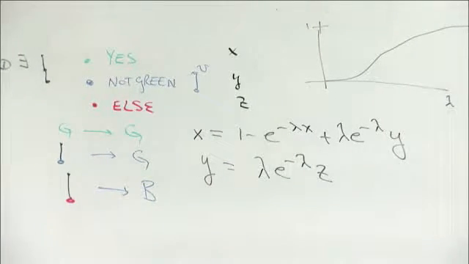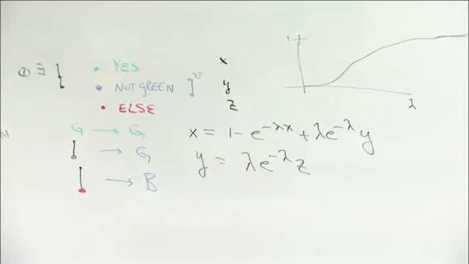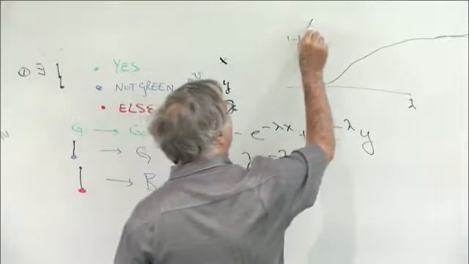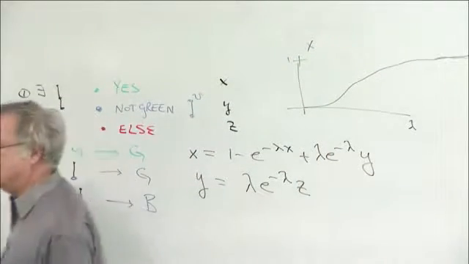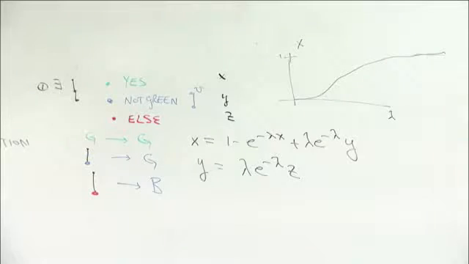Okay. As a function of lambda, this is x. But I could do it for y or z as well. But x is the event that we want. So x as a function of lambda is some smooth function. Okay. Well, that's nice.